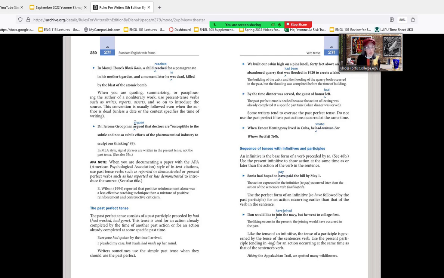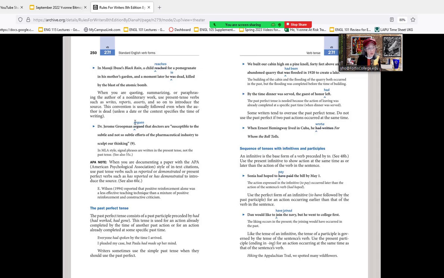So when you are documenting a paper with APA-style in-text citation, use past tense verbs such as reported or demonstrated, or present perfect verbs such as has reported or has demonstrated, to introduce the source. So you would say that E. Wilson reported that positive reinforcement alone was a less effective teaching technique than a mixture of positive reinforcement.